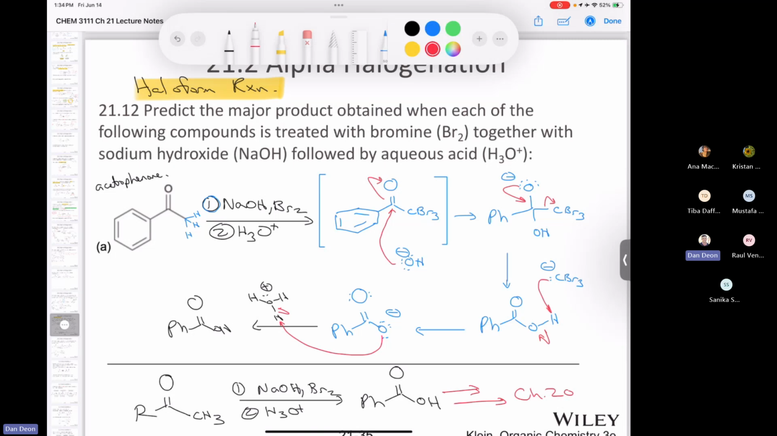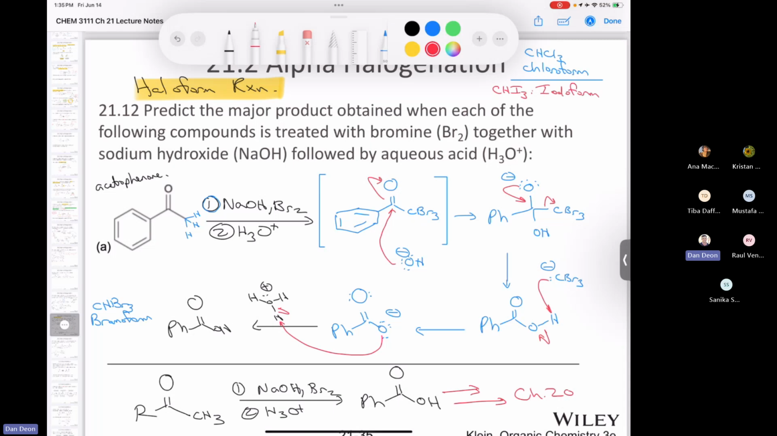Anyhow, so once the CBr3 anion pulls off the proton, you end up with CHBr3. This is actually called bromoform. You heard me say the word a few minutes ago. And you guys know that CHCl3 is chloroform, which was used as an anesthetic back in the olden days, okay? And if you use iodine, you get CHI3. This is called iodoform, okay?